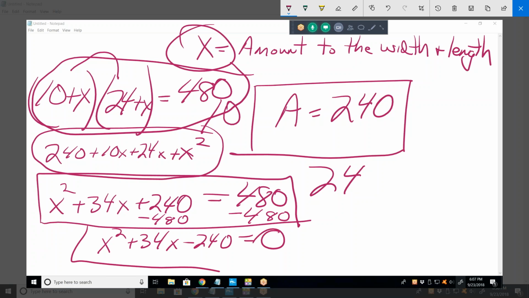Now we have it in the form of a normal looking quadratic, and we can apply our rules of factoring to solve this. And it will give us the answer for x, which is the amount we're going to add to 10 and to 24 to give us an area of 480. So, how do I factor that? In other words, it all boils down to a factoring problem, always. That's why they spend so much time teaching you factoring, is because there are so many quadratics in real life that have to be factored.